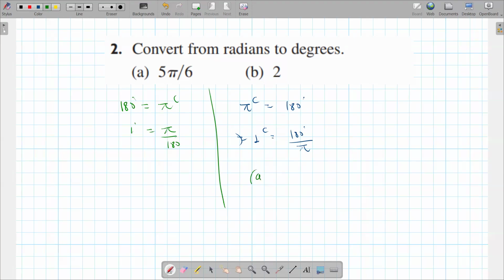So for part A, what do I multiply both sides of the equation by? Right now I have a 1. I need 5 pi over 6. So what do I multiply it by? 5 pi over 6, right? I have a 1. I need 5 pi over 6. The only way I'm going to get 5 pi over 6 from a 1 is if I multiply it by 5 pi over 6. So you do it on one side of the equation, you have to do it on the other side of the equation.